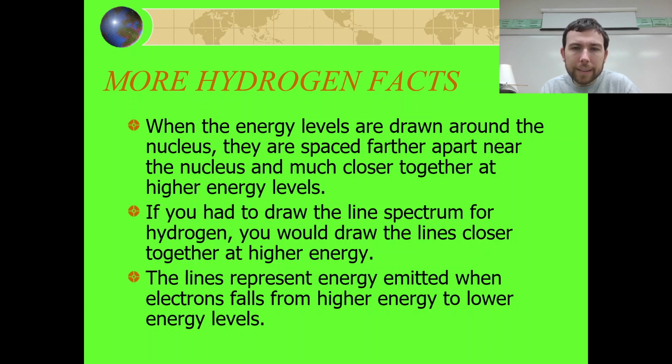And so the lines on the line spectrum represent energy emitted when an electron falls from higher energy to lower energy levels. Let's take a look at what the line spectrum of hydrogen looks like.